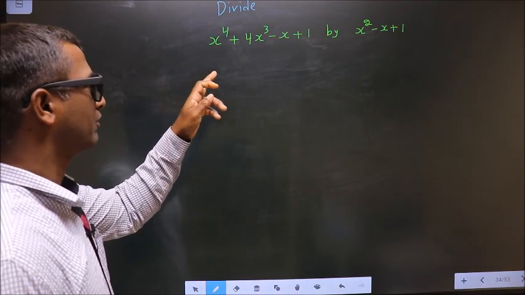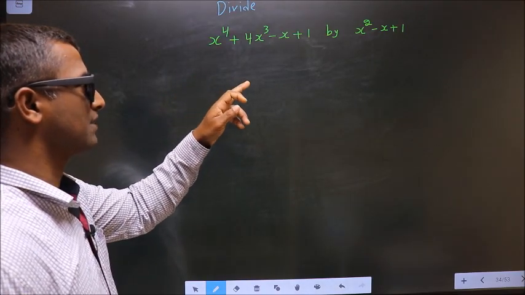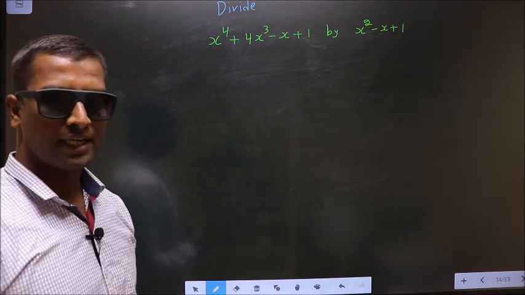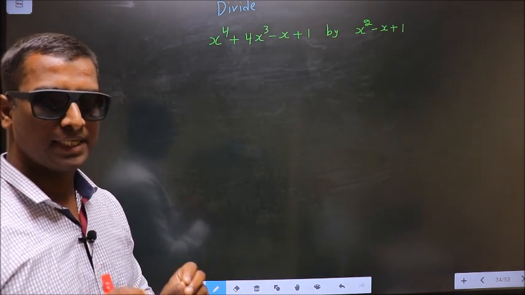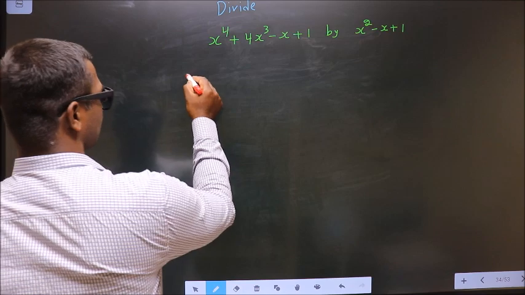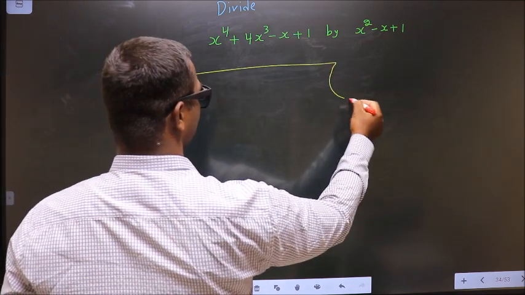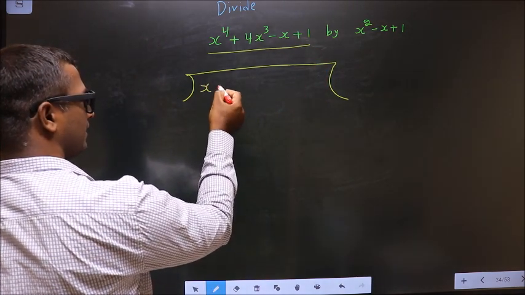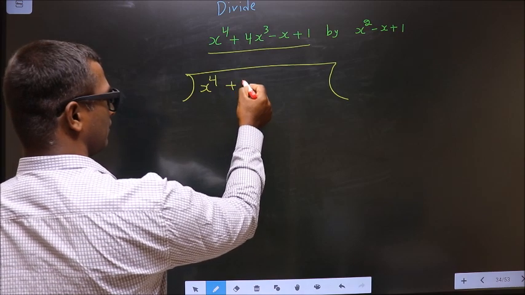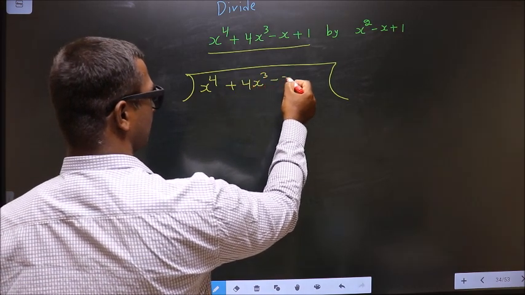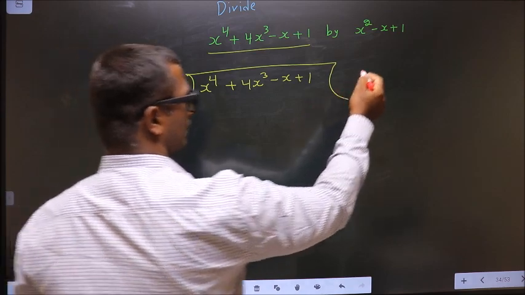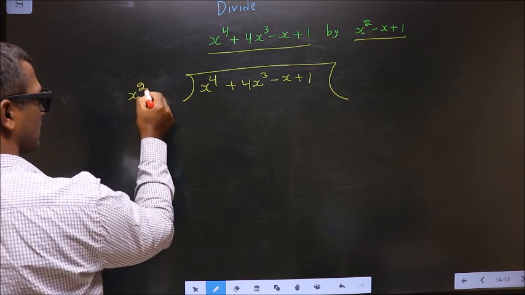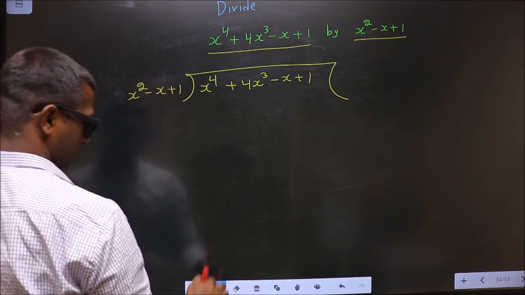Divide x power 4 plus 4x cube minus x plus 1 by x square minus x plus 1. To divide polynomials, first we should frame it in this way. This is called the dividend, which we should write inside, that is here. So x power 4 plus 4x cube minus x plus 1. This is called the divisor, which we should write here. X square minus x plus 1.